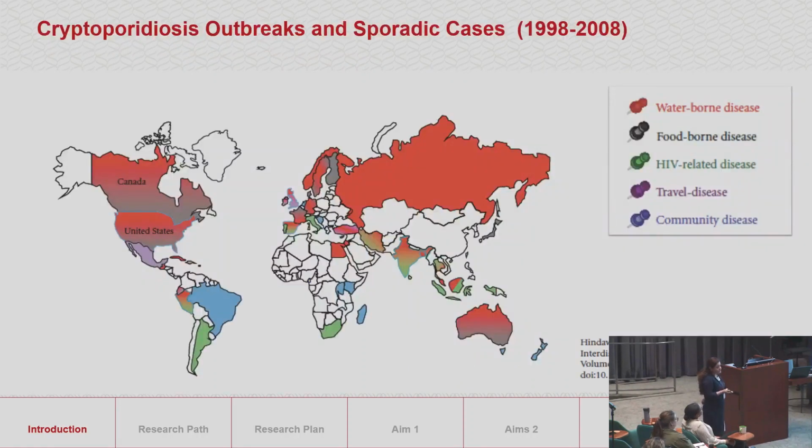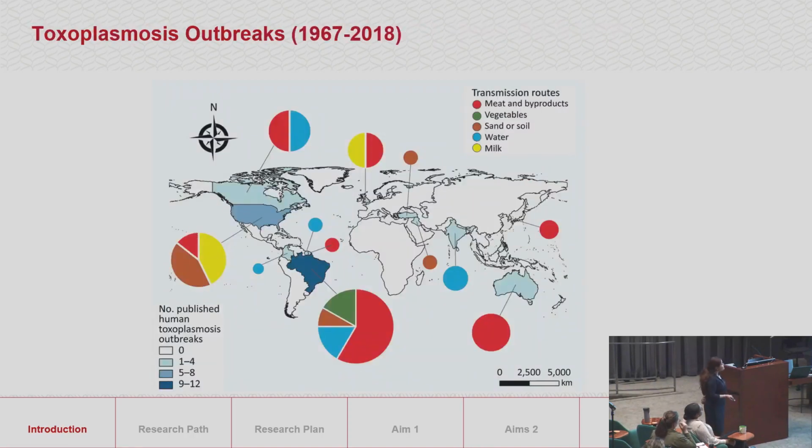And here we have another example of why these parasites are important. As we can see, they affect different parts of the world, are mainly transmitted by water, but also by food, and affect mainly immunocompromised patients and children under 5 years old. Also here, another example, toxoplasmosis also produces a lot of outbreaks, as we can see in this map, and is also transmitted by meat, vegetables, water, and milk.